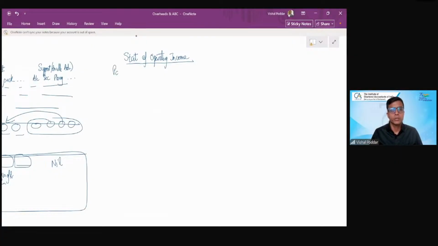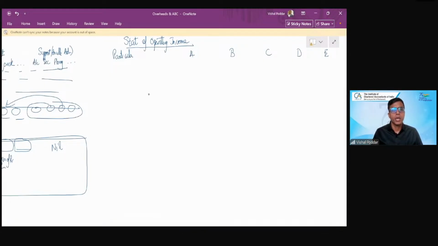So, particulars, and my customer categories A, B, C, D, E. Now, since I have to find out operating income, I may start with sales minus purchase cost so that I get GP. Now, how will these sales happen? Units, sorry, here it is cases. Cases sold into selling price.